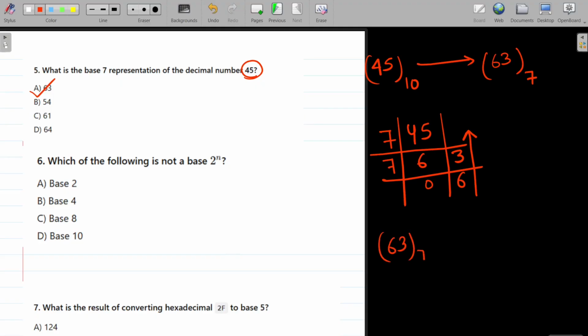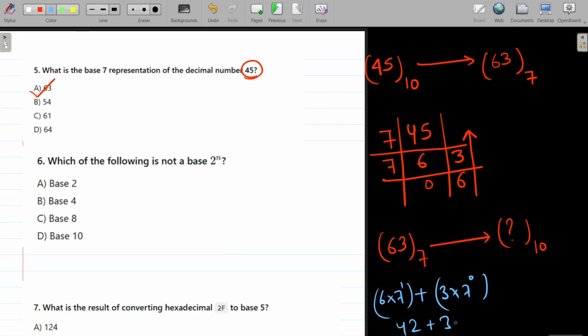See, 63 in base 7. I want to write it in base 10. So you can do 3 into 7 raised to power 0 plus 6 into 7 raised to power 1. See, this is 42 plus 3, that is 45.